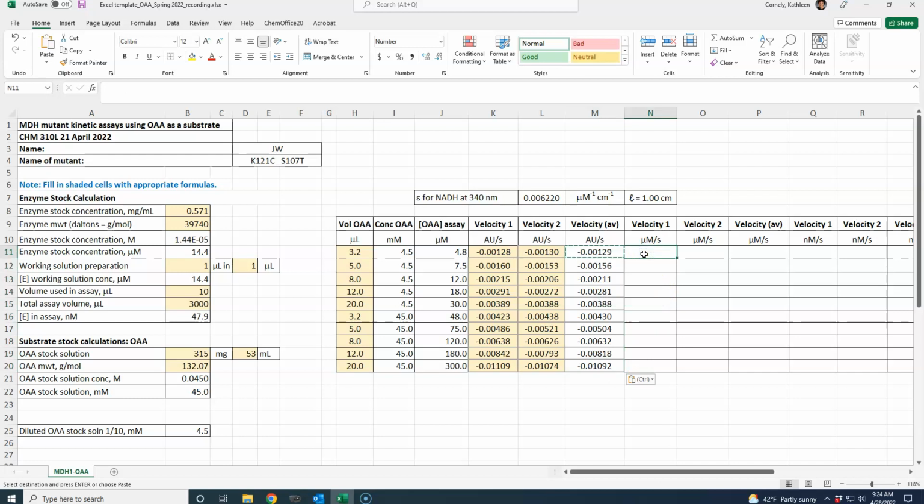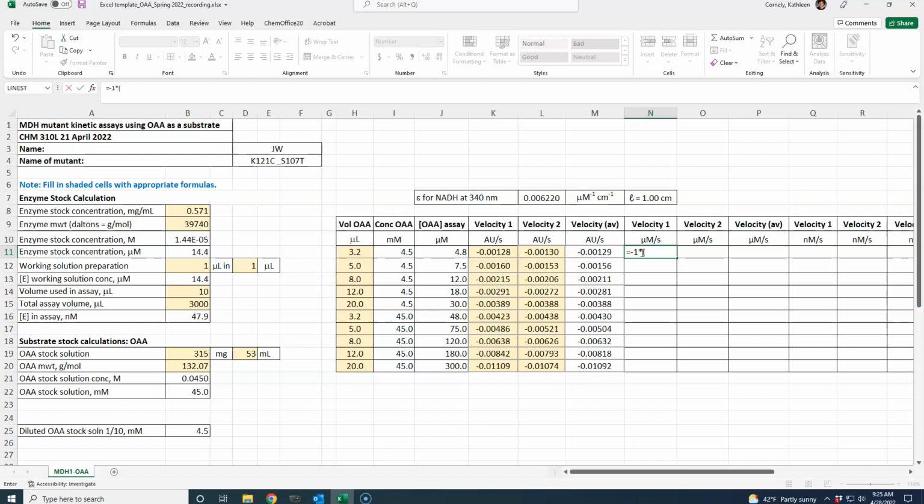I want to convert absorbance units per second into micromolar per second. I'm going to first multiply by -1. And I'm going to do that because we saw the absorbance go down as the NADH was consumed. And we are going to define the velocity as the disappearance of NADH, so we can use a positive number.